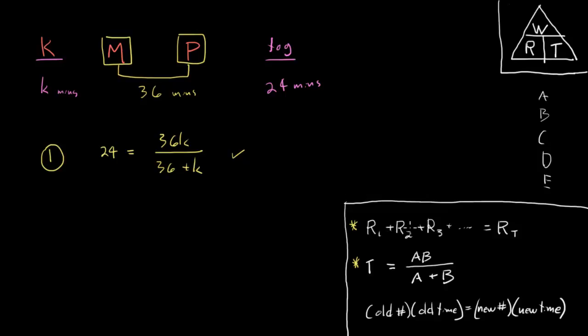Or we could use this formula too. This formula states that if I add up the individual rates, I'll get the combined rate. So if we think about that up here, we could say, all right, I'll take K's rate. What is K's rate? Well, K does one job in K minutes. So K's rate is one job per K minutes. And our MP machine, this hybrid machine, does one job per 36 minutes. And if I add those rates together, I get the combined rate, which is one job per 24 minutes. And again, we've got one equation with one variable. We could solve this.